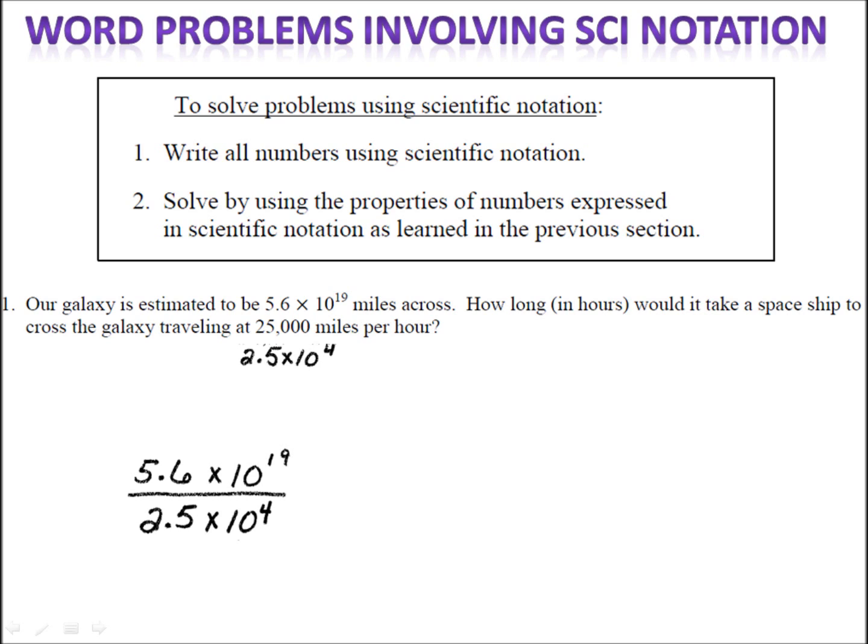I have 5.6 times 10 to the 19th divided by 2.5 times 10 to the fourth. That gives me 2.24 times 10 to the 15 hours. It would take quite a long time for that spaceship to make it across the galaxy.